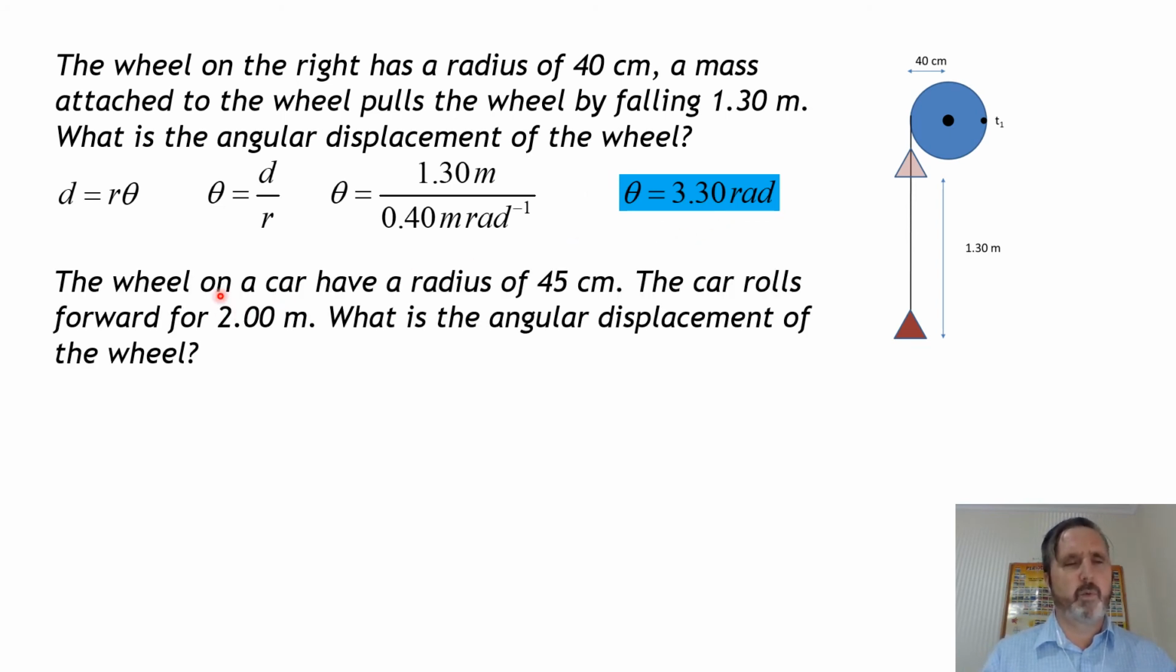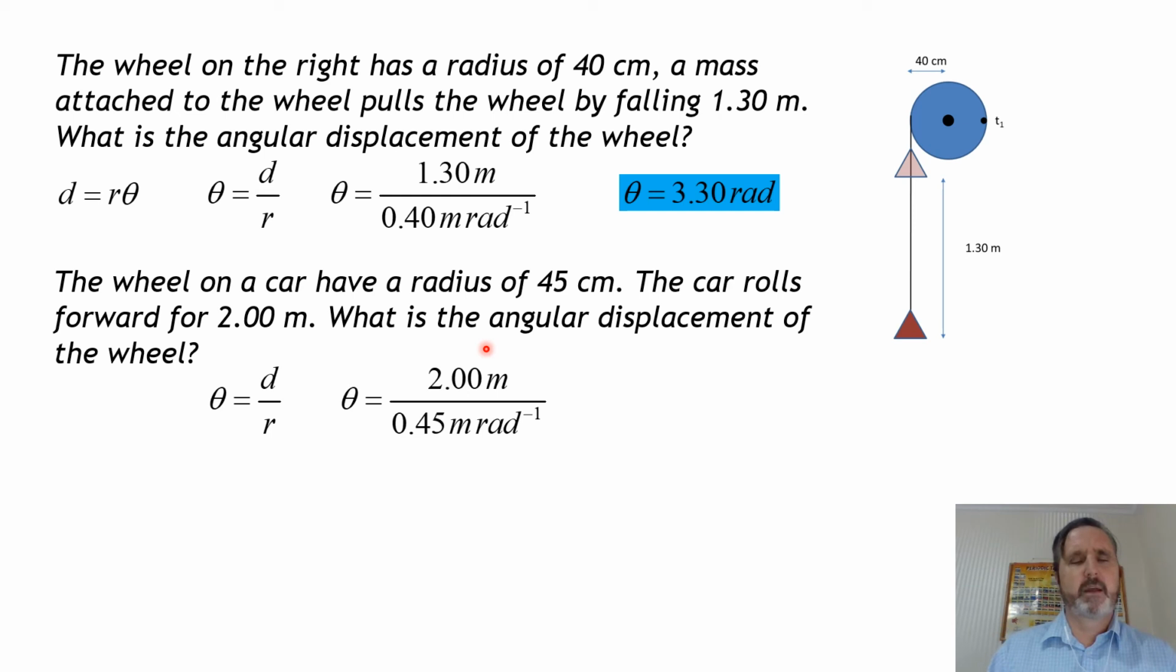Another example, the wheel on a car has a radius of 45 centimeters. The car rolls forward 2 meters. What is the angular displacement? Basically, it's the same again. We're using the same formula. So we chuck in now, except the car has rolled 2 meters. The radius is 0.45 meters per radian. So now we have a theta of 4.4 radians.